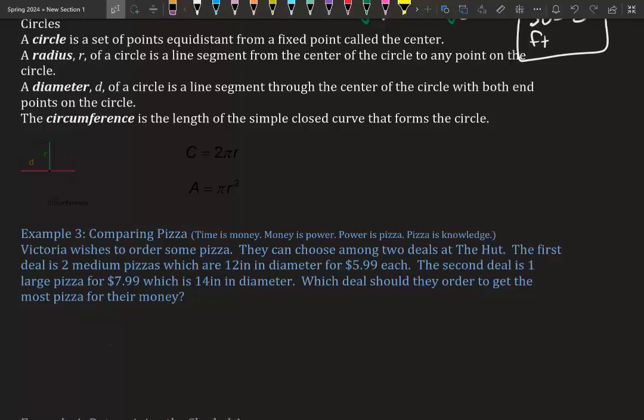A circle is a set of points equidistant from a fixed point called the center. A radius r of a circle is a line segment from the center of the circle to any point on the circle. A diameter of a circle is the line segment through the center of the circle with both endpoints on the circle. The circumference is the length of the simple closed curve that forms the circle. So radius is center to the outside. Diameter is all the way across, and circumference is around.